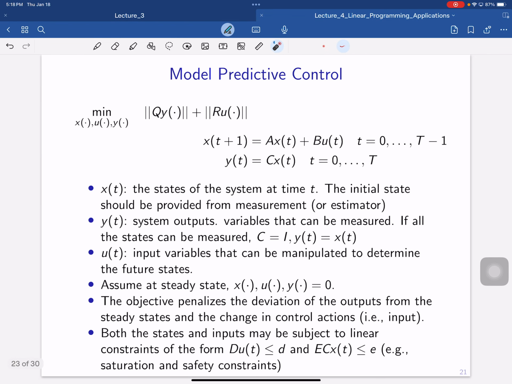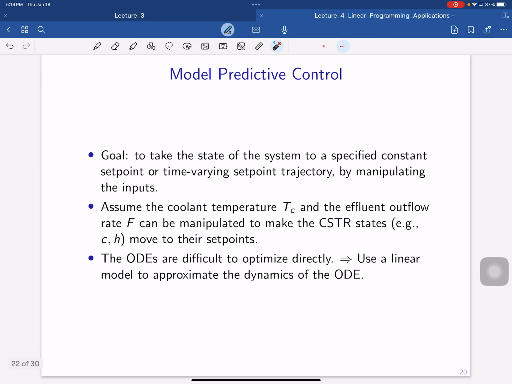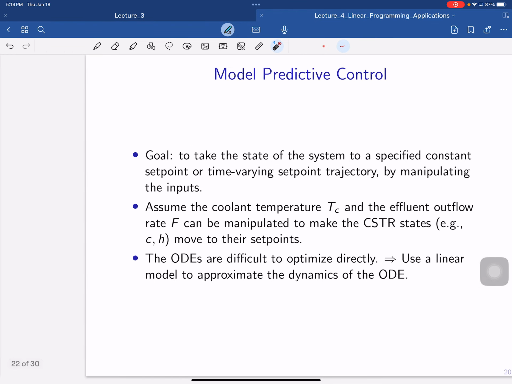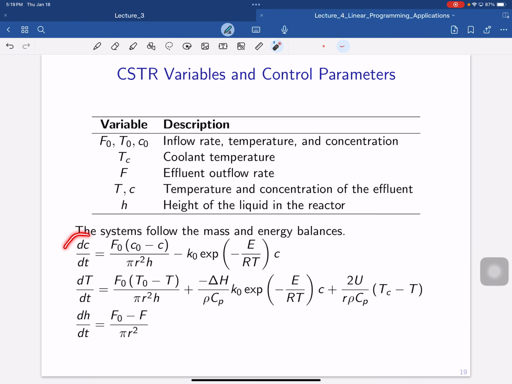So here's how it works. You can write this problem in this very generic linear programming form. Okay. Instead of the ODE, you can write this linear equation constraint. Right? So the x_t variables are the states of the system at time t. Okay. What are the states of the system in this case? That would be the measurements you can get from the reactor, like the temperature. For example, in this case, you can think about the states as the concentration, the temperature, and the height of the fluid in the reactor. Those are the variables you can directly measure from the reactor, right?